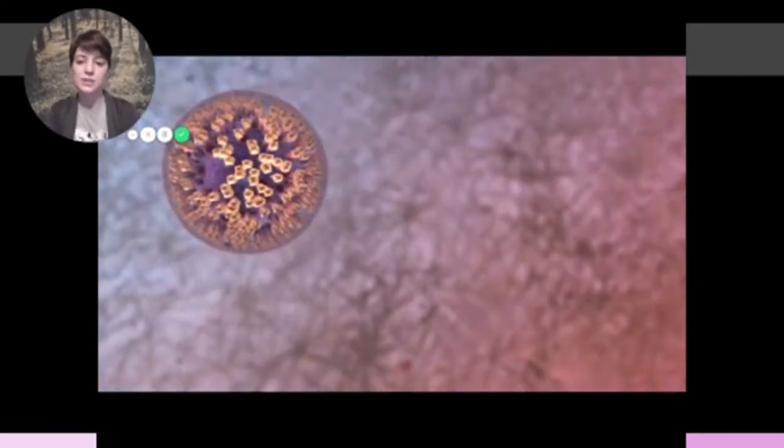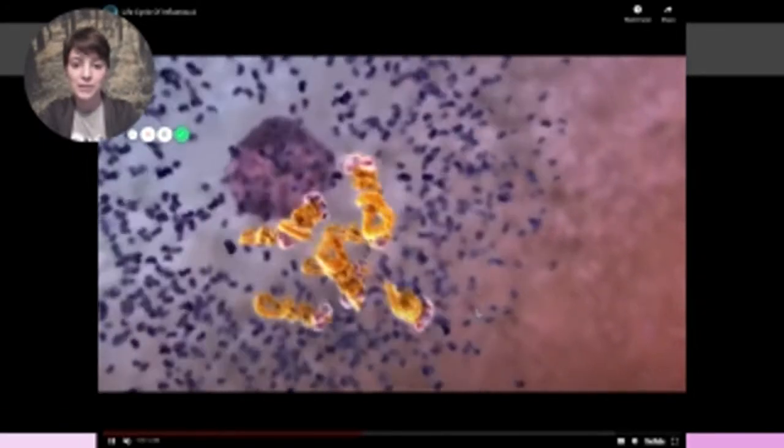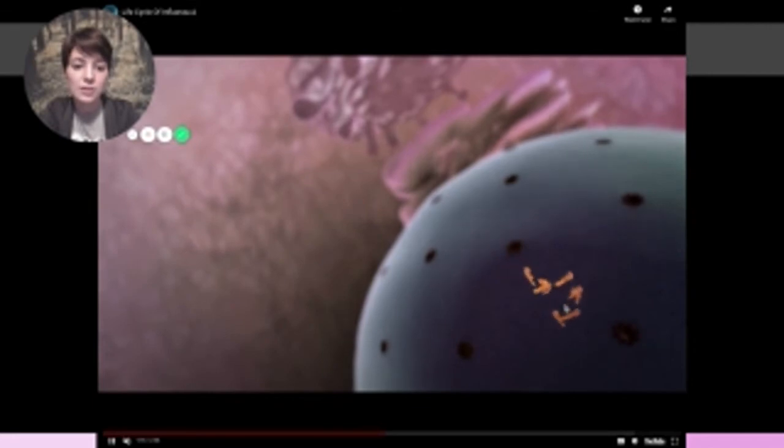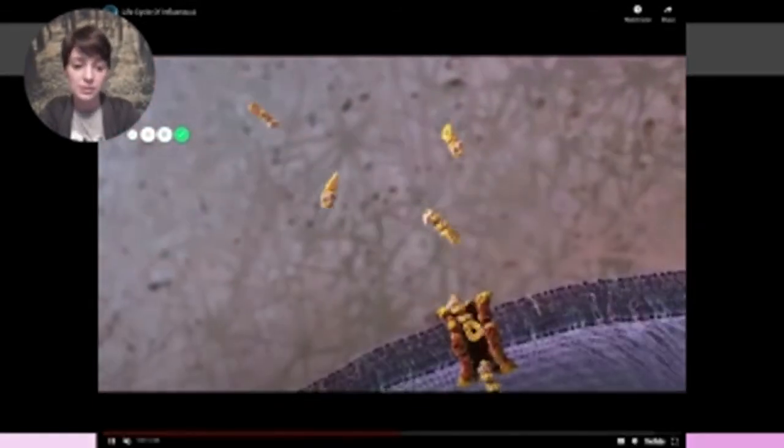So here, the cell's being transported. Here we can see the cytoskeleton. This is all in the cytoplasm. And now it's releasing its DNA. And that DNA is heading towards the nucleus of our cell. In particular, this is a lung cell nucleus.